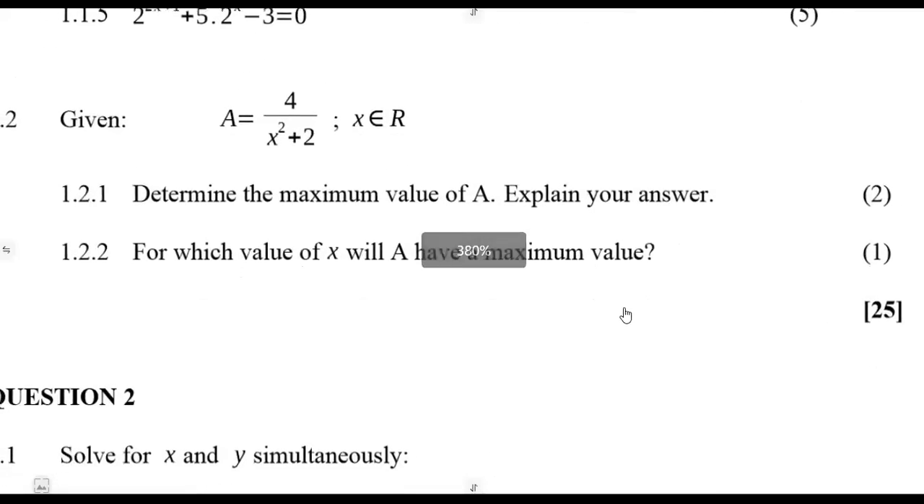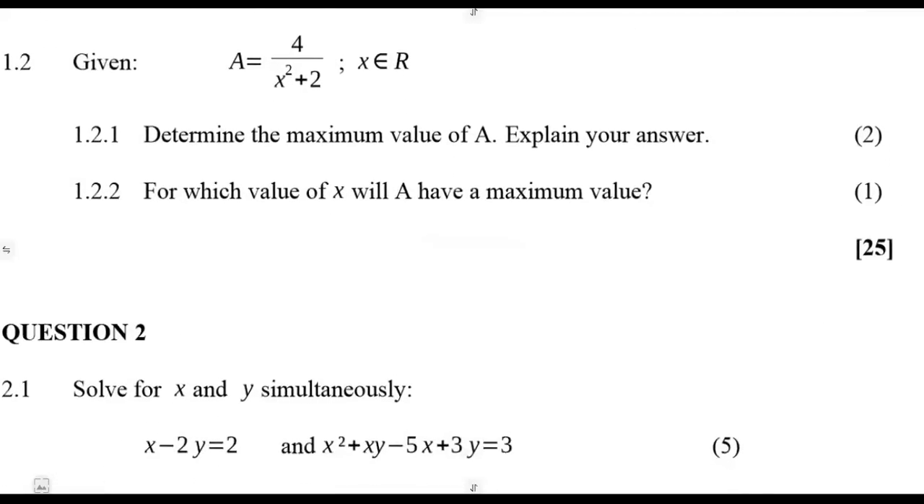All right. On another part, question 1.2, we are given this: A is equal to 4 over x squared plus 2, where x is part of the real numbers. Determine the maximum value of A. Explain your answer. So for us to have a maximum value, the denominator, guys, is supposed to be what? Minimum. If our denominator becomes as minimum as it can be, it means A will be maximum.